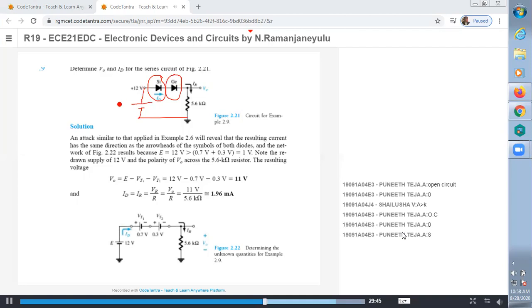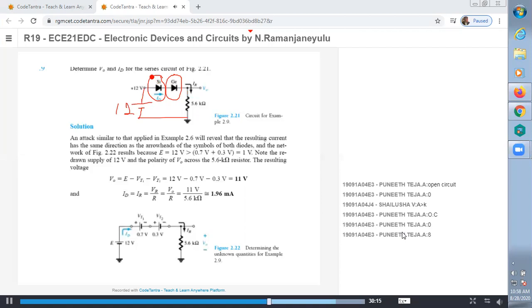Here this voltage is 12 volts. The 12 volts is connected to two diodes in series. Now find out the current and V0. The first diode is a silicon diode and the second diode is a germanium diode. Both are in series and both are in the same fashion.